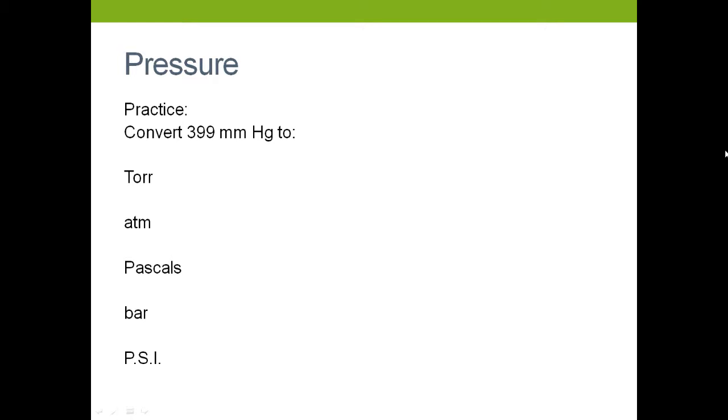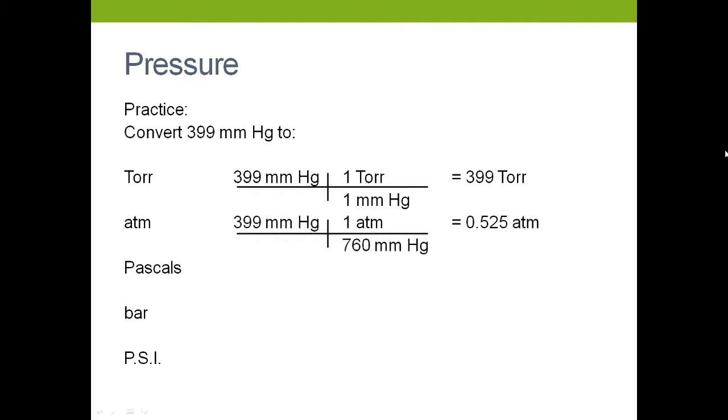Let's practice together. Convert 399 millimeters of mercury to torr, atmospheres, pascals, bar, and psi. Well, first we know that 1 torr is exactly the same size as 1 millimeter of mercury. So 399 millimeters of mercury, doing some dimensional analysis, is 399 torr. We know that 1 atmosphere is 760 millimeters of mercury. So if we have 399 millimeters of mercury, and we do some dimensional analysis, we have 0.525 atmospheres of pressure.